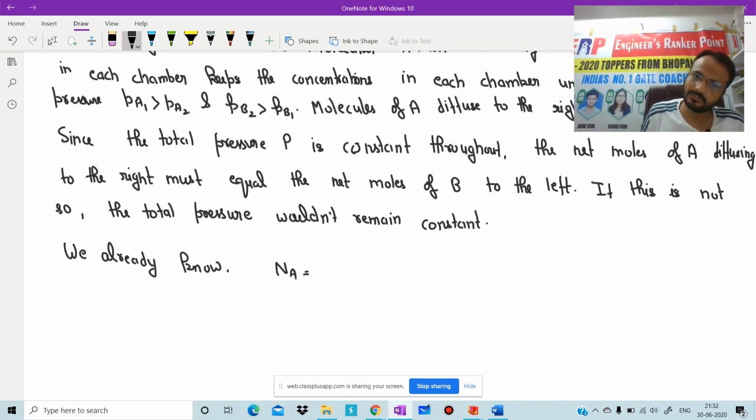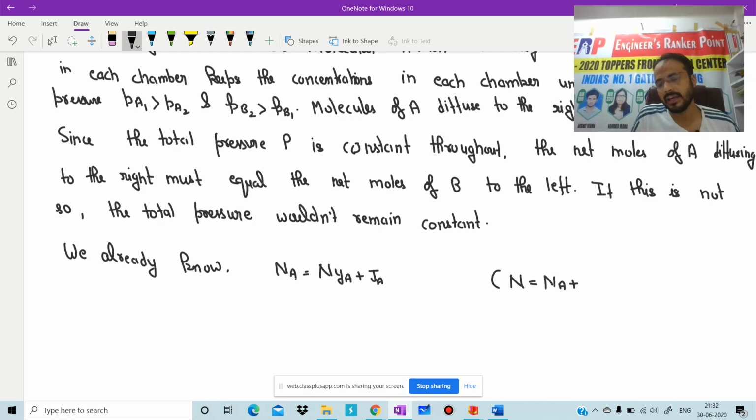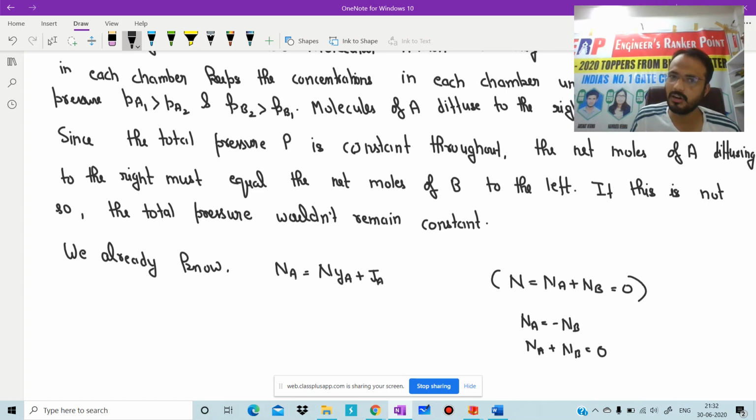NA is equal to N into YA plus JA. Yes or no? Absolutely right. What is N? N is equal to NA plus NB, and in this case NA is equal to minus of NB. What does it mean? NA plus NB should be equal to 0. It means this term is finished. Again, this is a GATE question. NA is equal to JA.